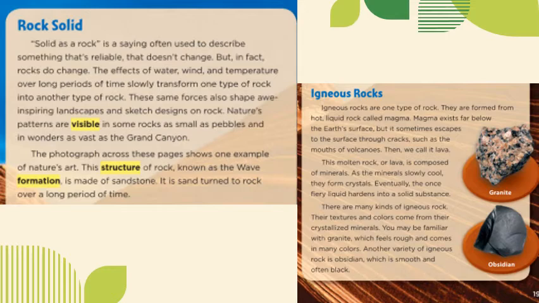These same forces also shape awe-inspiring landscapes and sketch designs on rock. Nature's patterns are visible in some rocks as small as pebbles and in wonders as vast as the Grand Canyon. The photograph across these pages shows one example of nature's art. This structure of rock, known as the wave formation, is made of sandstone. It is sand turned to rock over a long period of time.